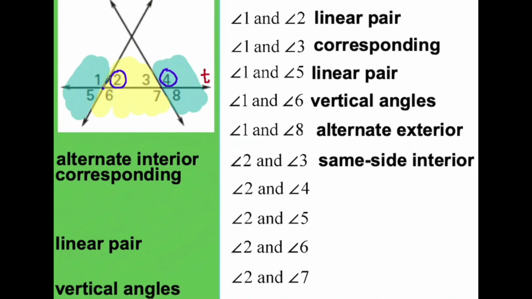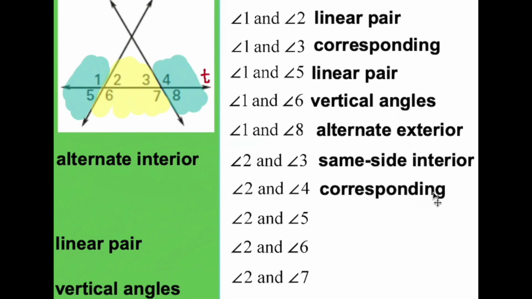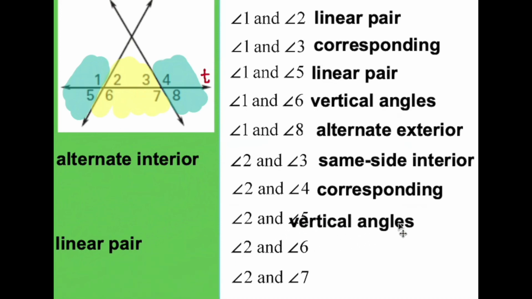Angle 2 and angle 4. I would classify those as both sort of being in the upper right corner of their intersection. So they're both in sort of the same position. We call those corresponding. You'll also notice that corresponding angles always have one that's interior and one that's exterior. Angle 2 and angle 5. One's in, one's exterior, but those are just vertical angles.